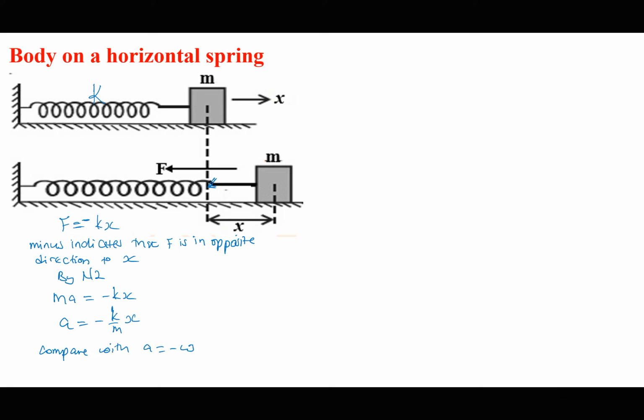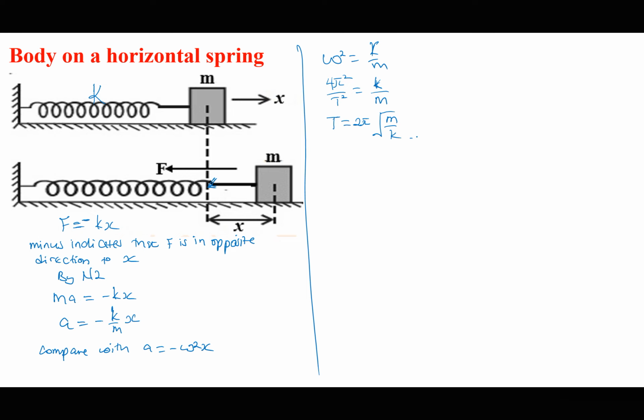A equals negative omega squared X. So let's compare with A equals negative omega squared X. It means omega squared is equal to K divided by M. And if that is true, remember omega is 2 pi over T, so 4 pi squared divided by T squared equals K divided by M. When I get the reciprocal and the square root, T is going to be 2 pi square root of M divided by K. So that will be the period.